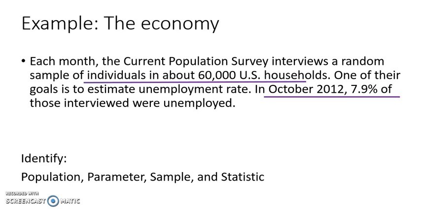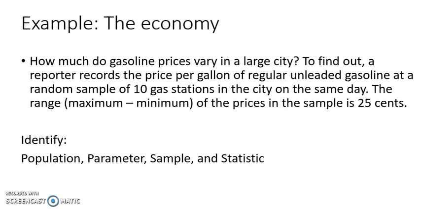We can use the fact that we know our sample and statistic to think more abstractly about what our population and parameter are. Our population would be all individuals in all households across the U.S. That's what we sampled. We sampled 60,000 individuals, but we want to know about all of them, and that's why we take a sample. Now, our parameter, they don't state a number, because it's something that we can't actually know, but it is the true unemployment rate of those individuals. Go ahead, try this problem on your own. Pause the video and take as much time as you need to identify the population, parameter, sample, and statistic.